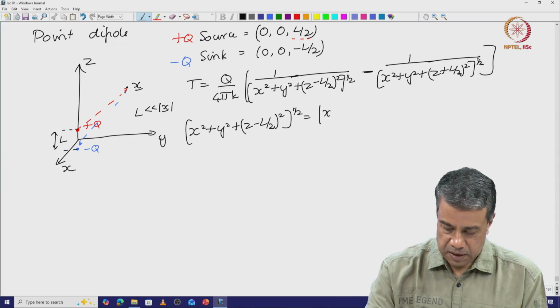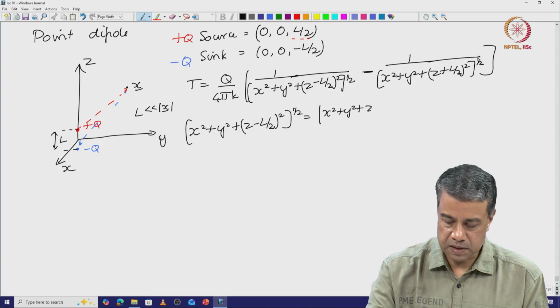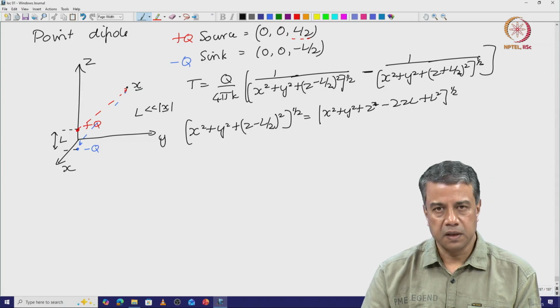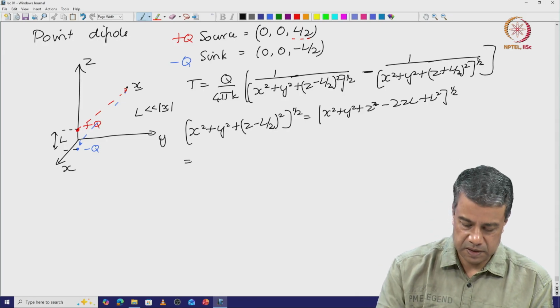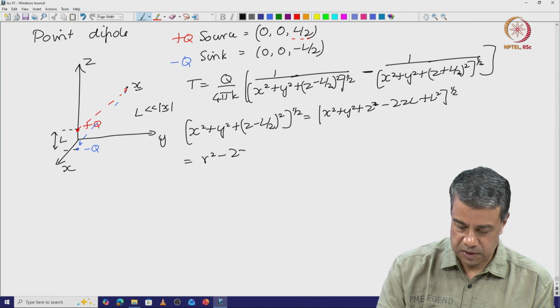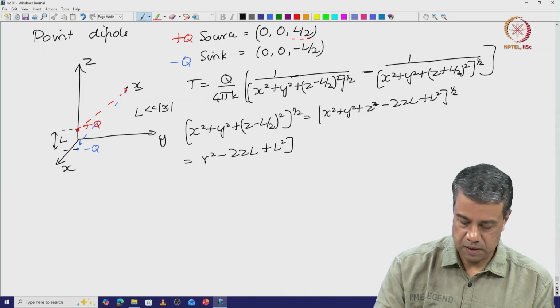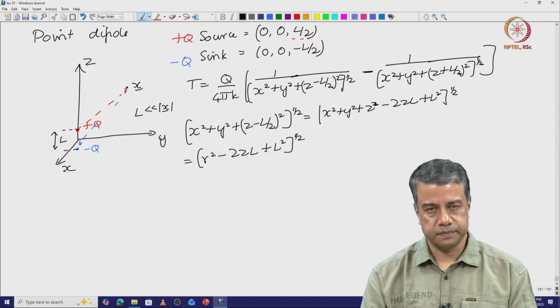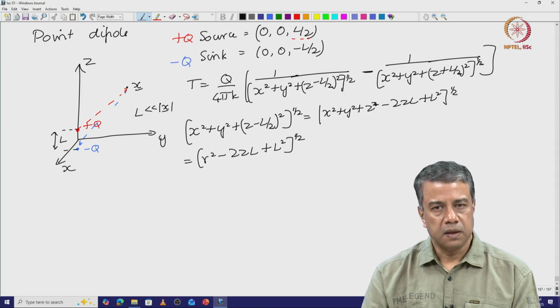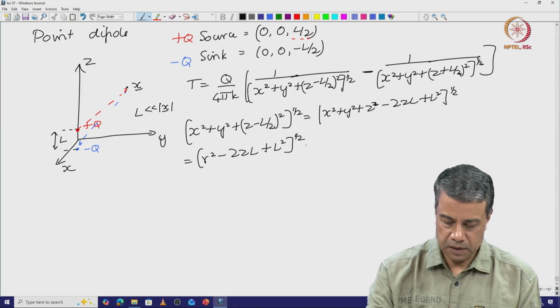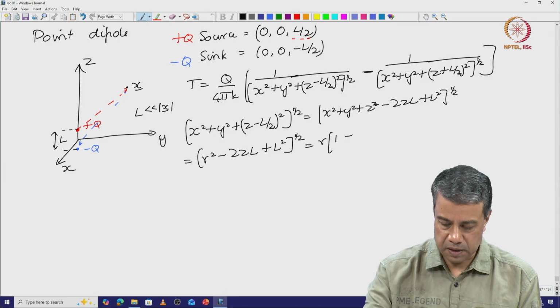This can be written as (x² + y² + z² − 2zl + L²)^(1/2). And x² + y² + z² is just r². So this can also be written as (r² − 2zl + L²)^(1/2). I can take a factor of r outside: r into (1 − 2zl/r² + L²/r²)^(1/2).